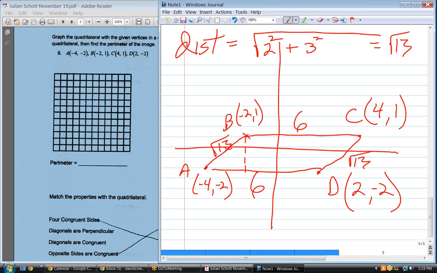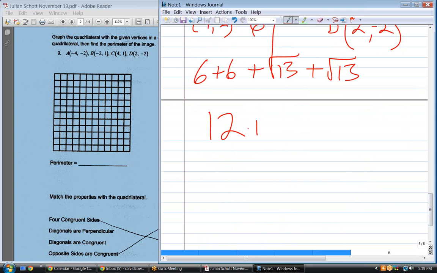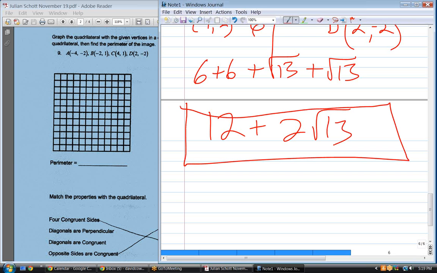So since that's square root 13, how would I add that? Okay, so I've got 6 plus root 13 plus root 13. Well, that's 12 plus 2 root 13s. Yeah, that's the answer. Unless she wants you to convert that to a decimal, but no, this is the most accurate answer. This is the correct mathematical answer.